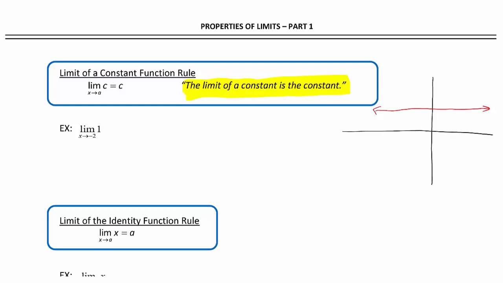So let's find the limit as x approaches -2 of 1. Since our function is a constant, our limit is going to be equal to that constant value. Our limit's equal to 1.